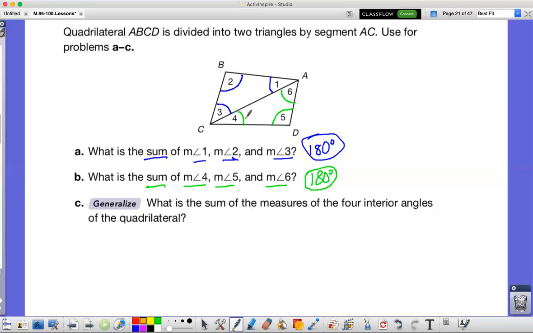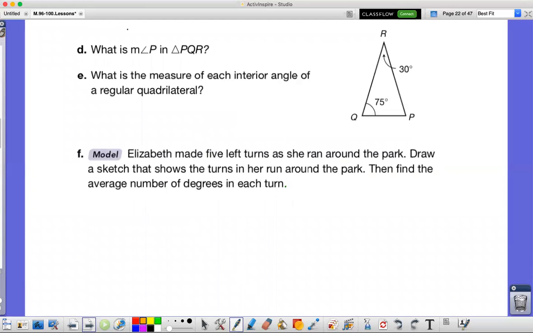So now they're talking about these measures, like from here to here, from here to here, from here to here, and from here to here. What is the sum of the measures of the 4 interior angles of the quadrilateral? Boom. 360 degrees. Nice job, guys. All right, let's look at this one.